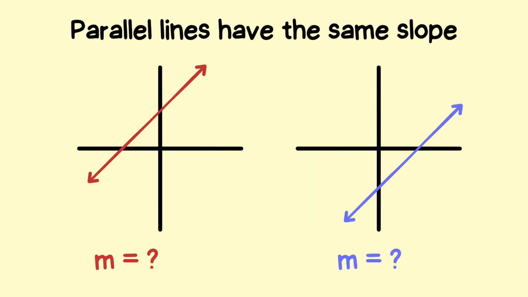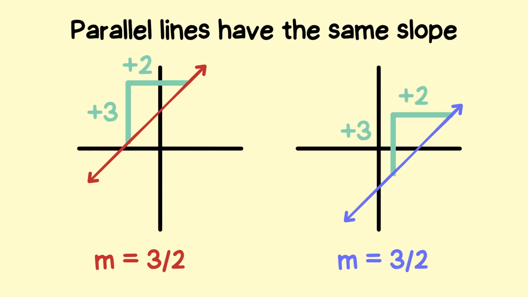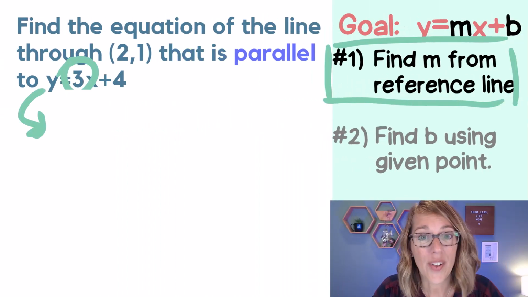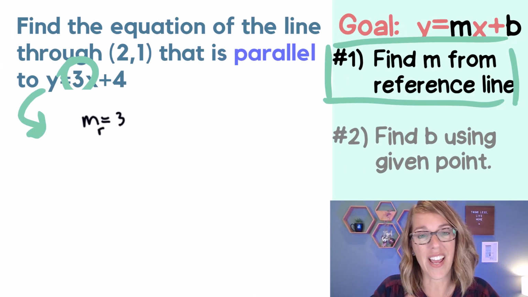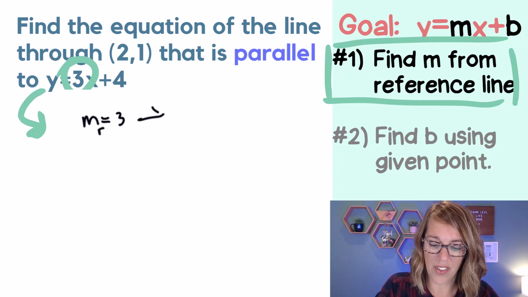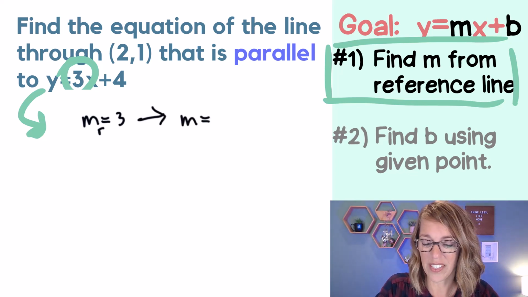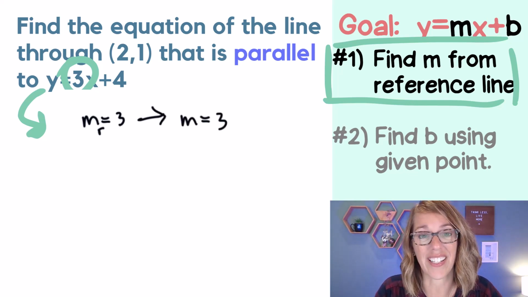Now, parallel lines have the same slope. So in this example here, if I've got, say, a 3/2 as the slope of one line, any line that's parallel to that is also going to have a slope of 3/2. So in our example, our slope is equal to 3. This is the slope of the reference line, so I'm going to put a little subscript r there, but really, we know that the slope that we're looking for is exactly the same.